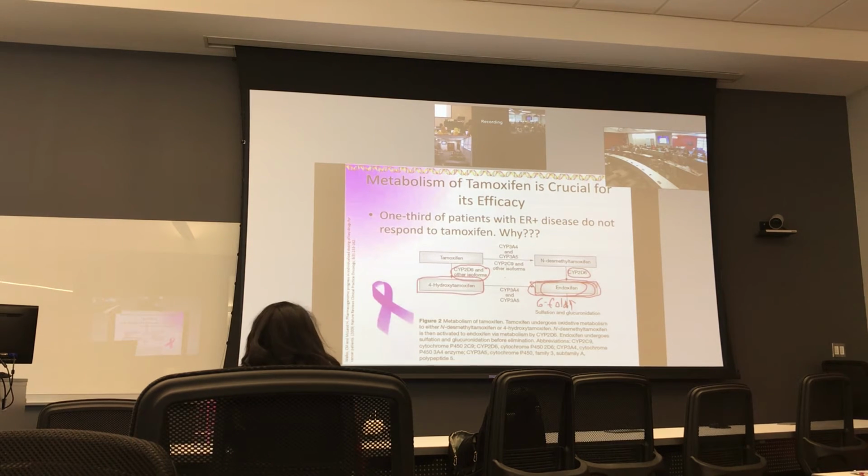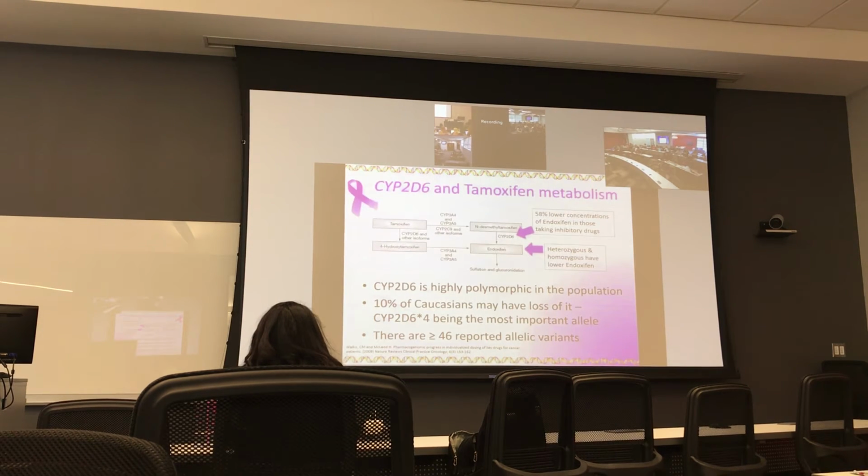And what we see is that, as you guys know, it's highly polymorphic in the population. 58% lower concentrations of endoxifen were found in those taking inhibitory drugs. And heterozygotes and homozygotes that had mutations in CYP2D6 had lower concentrations of endoxifen. There are, as you guys also know, a lot of different reported allelic variants.